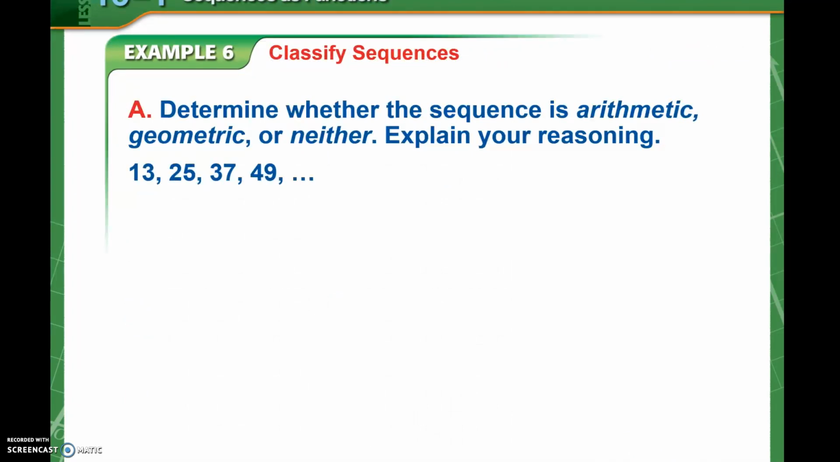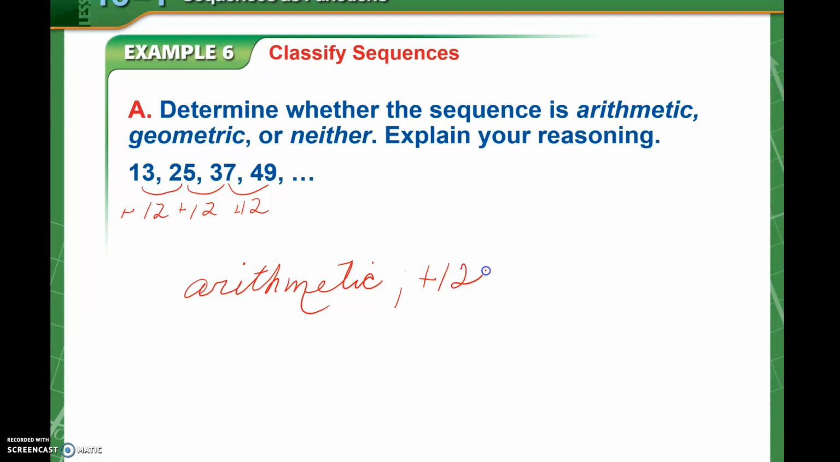Right, so then the last part is determining whether it's arithmetic or geometric, so you're checking each one, or neither. So first let's check and see if it's arithmetic by seeing how much we're going up by. So here we're going up by 12, here we're going up by 12, here we're going up by 12. So since we're adding the same number, this would be arithmetic. Common difference is plus 12, I'm going to use that as my reasoning.